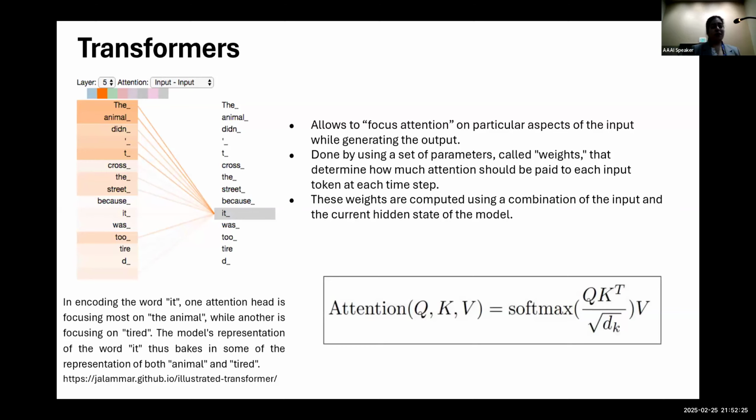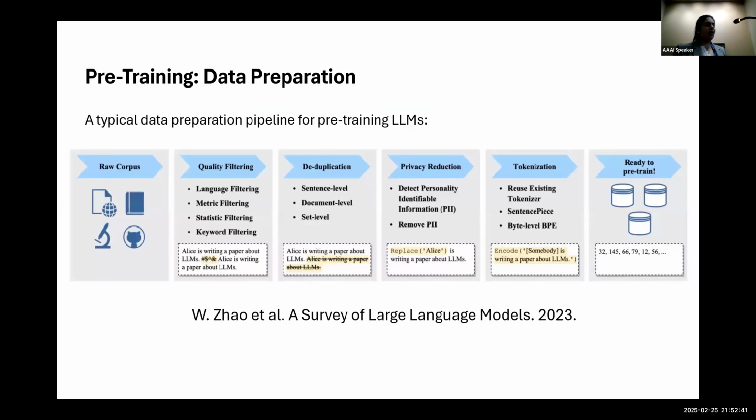Then the era of transformers came. Transformers focus on what the model sees, and they focus basically on the attention layer, which was helpful to generate the output. But these also have some limitations.